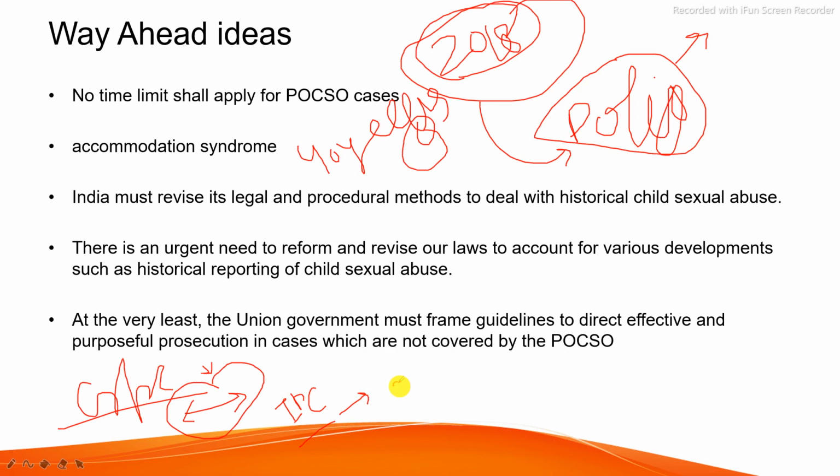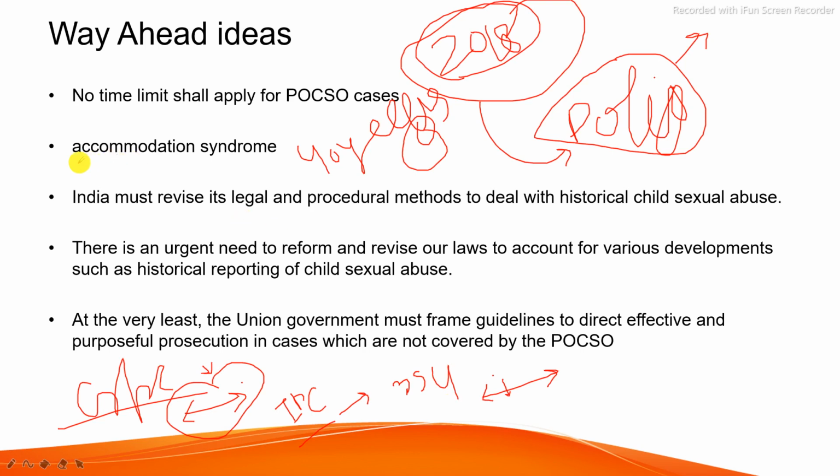Another example is our IPC, where there is a section, Section 354. This section says that reporting of an offense would be barred by the CrPC if reporting is done after more than 3 years of the incident. So the CrPC gives us this time limit. Here in the CrPC and here in the IPC we have a time limit.